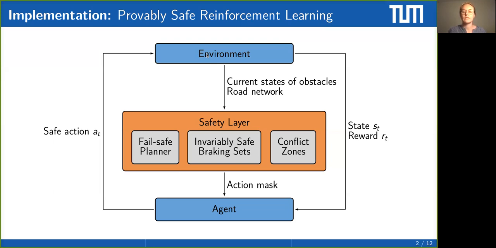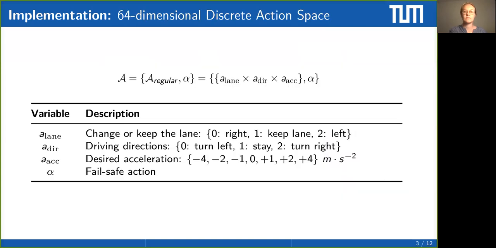And then what we end up with is an action mask that indicates which actions are safe and which not. And then this is added to the agent's policy network in a dropout layer way such that the agent can only select from the safe actions. So first, I will introduce you the reinforcement learning parts, and then I will go into detail of the verification parts.